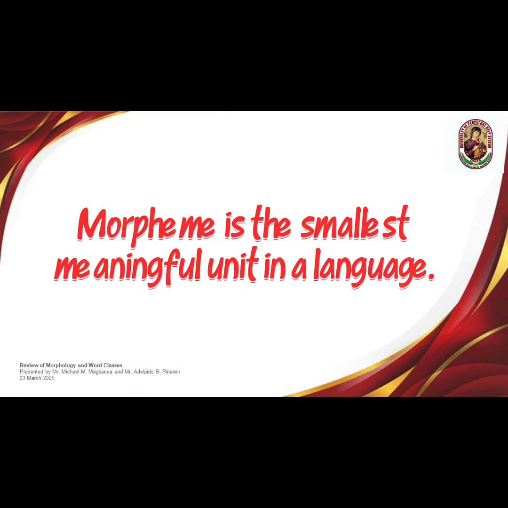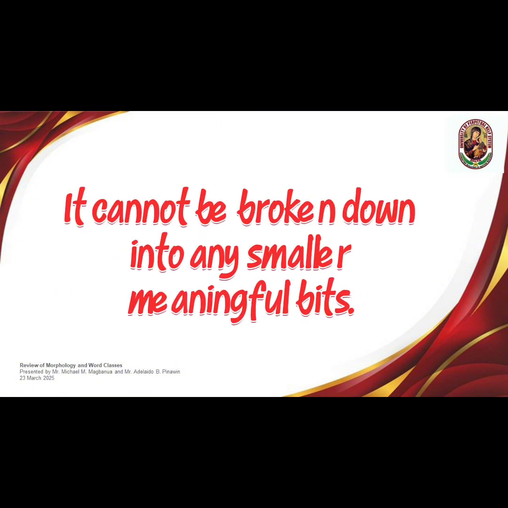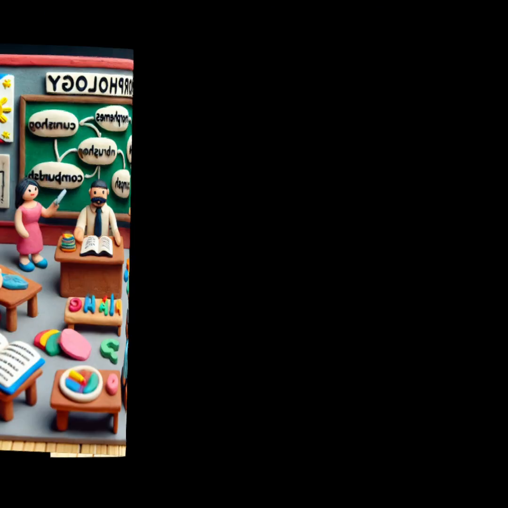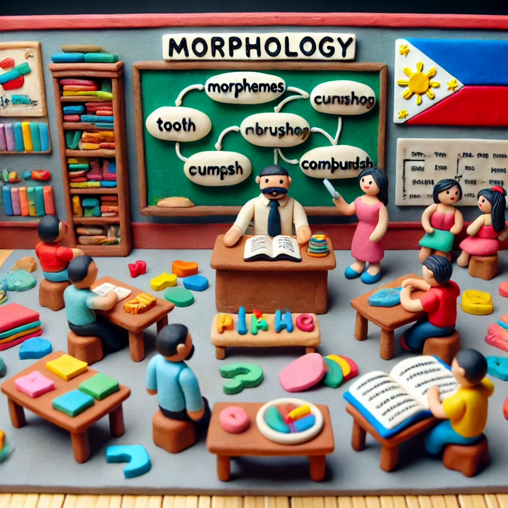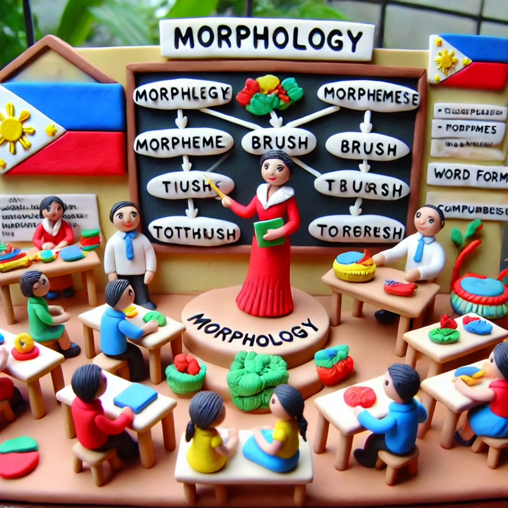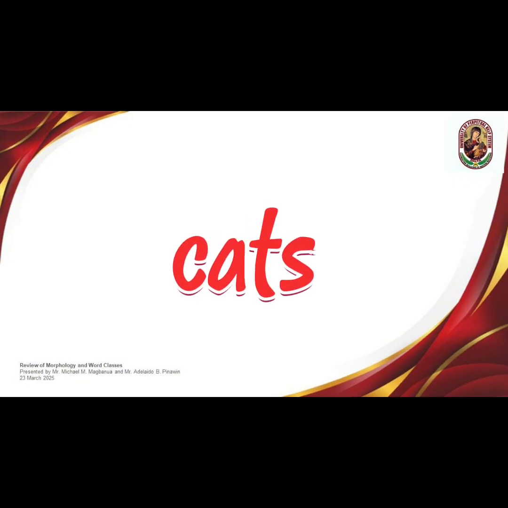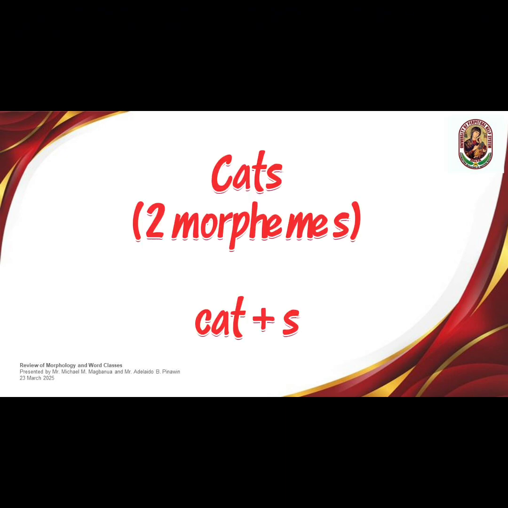A morpheme is the smallest meaningful unit in a language. A morpheme cannot be broken down into smaller meaningful bits, just individual sounds or sound sequences, which in and of themselves are meaningless. Now, you might think that the word is the smallest meaningful unit in a language, but any given word may be composed of more than one meaningful element. For example, consider the word cats. Cats is clearly one word in English, but it has two morphemes, cat plus s.